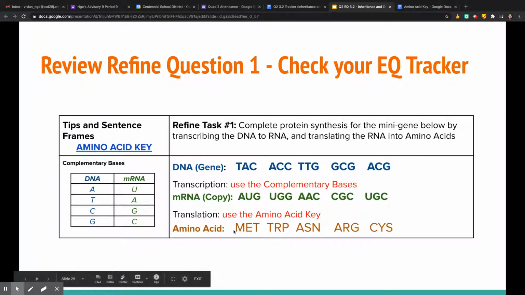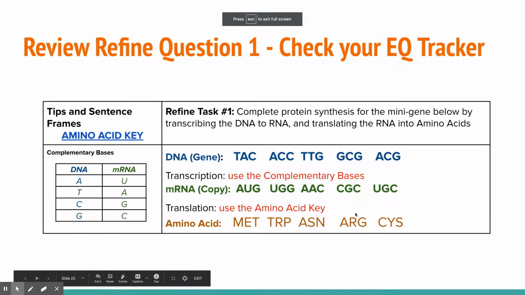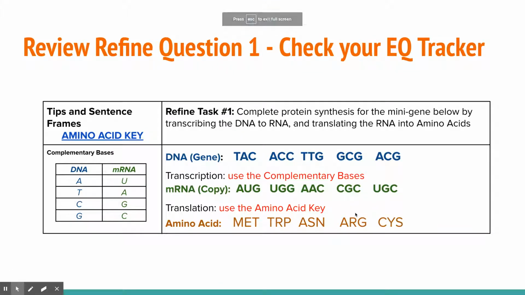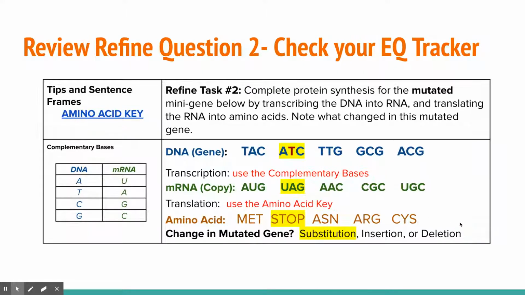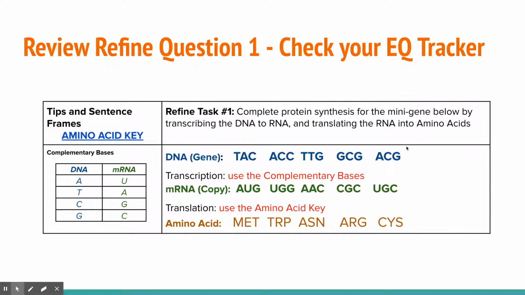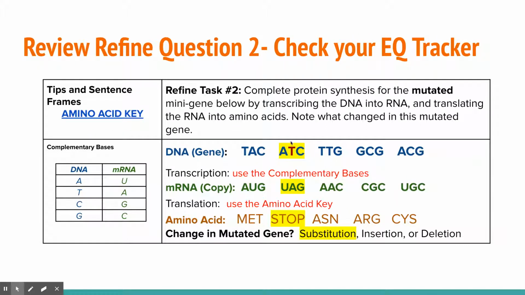So then after I translated all this, these are my amino acid codes that I use to code for the proteins during protein synthesis. And then our second refined question has to do with a mutated gene. So this is basically the same, in fact pretty much the same thing as earlier, except if you notice right here, I highlighted the spot that is mutated.